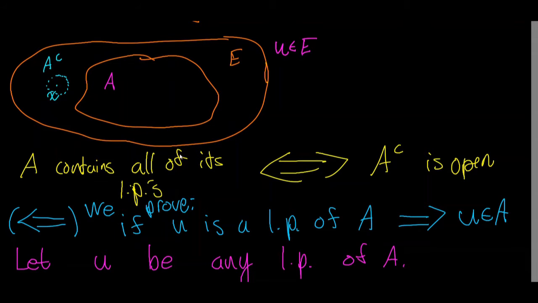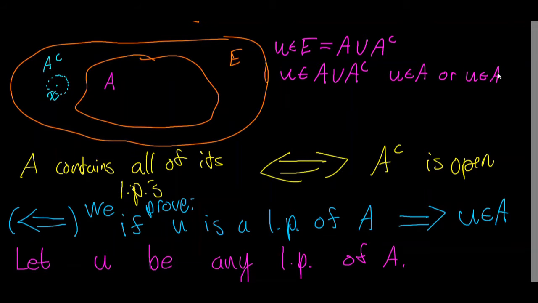But check this out. I've proven in my set theory videos that if A is some subset of some metric space E, then that metric space E is equal to A unioned with the complement of A. So this means we can say that U is in the union of A and its complement. And by definition of set union, this allows us to say that U is in A or U is in the complement of A.